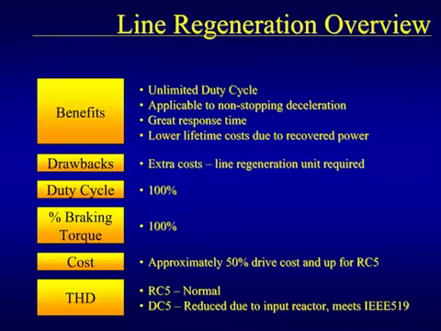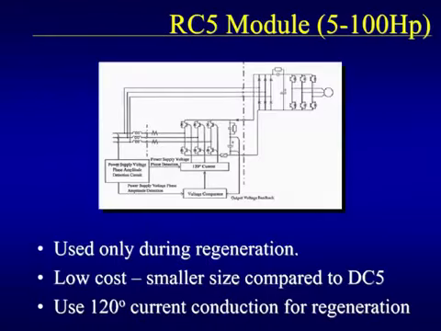Because the regenerated power is transferred back to the electricity and not heat, the duty cycle is continuous. Also, because the regenerated power is sent back to the power source, the regenerated power can be recovered and actually reduce the lifetime cost of the unit. Line regeneration modules come in two forms. The first module is the RC5.